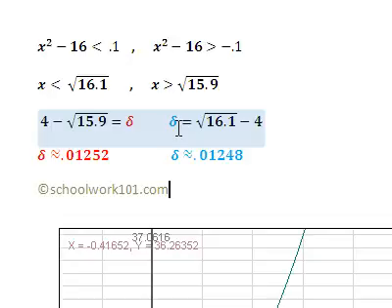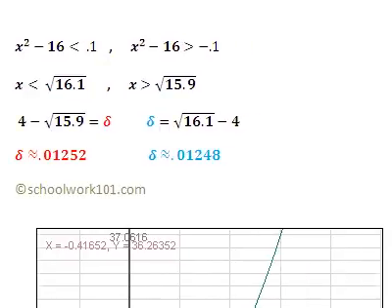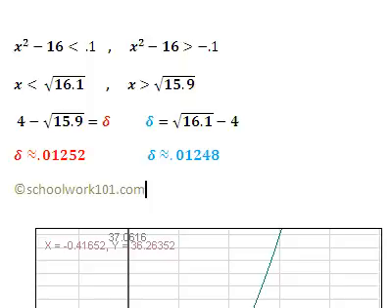Now I've got a delta here, which is equal to 16.1 minus 4, and the red delta, which is equal to this. And let's see here, I'm going to go ahead and plug this into the calculator, and we get 0.01252, and I'm doing the same thing over here. Now let's look at a graph so you can get a better idea of what exactly is going on here.